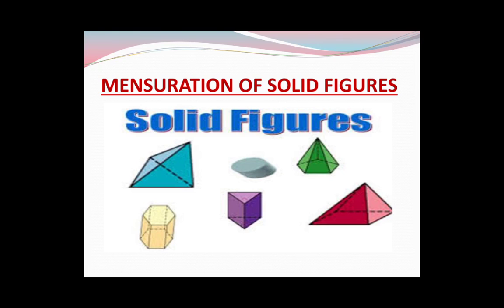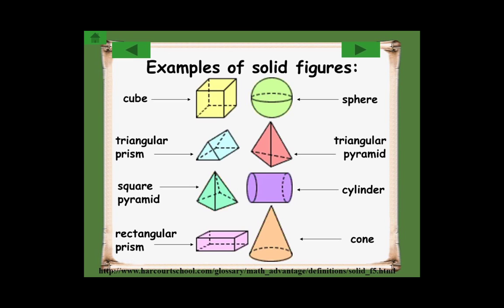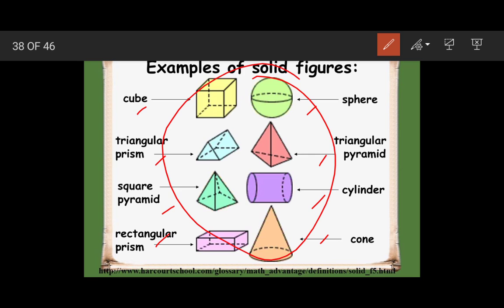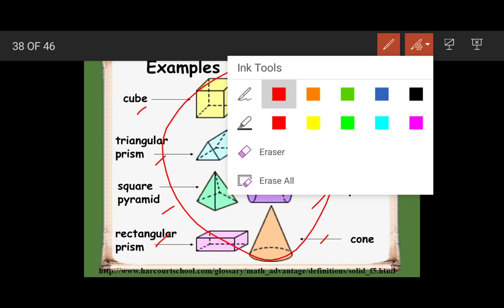Today's video we are going to see the mensuration of solid figures. So let's start with mensuration of solid figures. So let's see the examples of solid figures. As you can see in this picture, cube, sphere, triangular prism, then triangular pyramid, square pyramid, cylinder, rectangular prism, cone, all these are examples of solid figures.